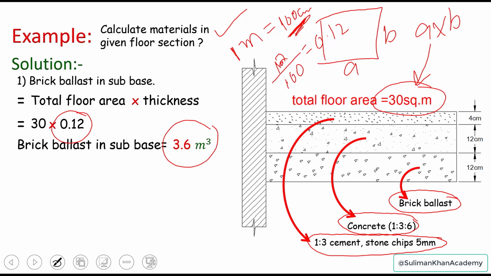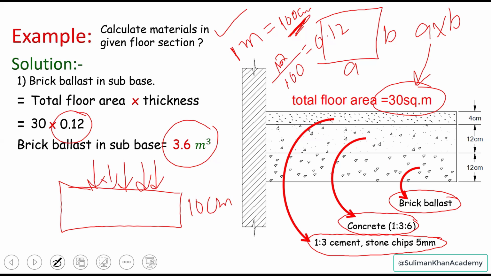Now, you may have a question about the compaction factor. Like maybe if this is the floor and we have 10 centimeter thickness, after compaction the thickness may decrease to 8 centimeters, maybe 5 centimeters. So why am I not taking that? Because we don't compact brick ballast, okay? This is the reason I'm not including the compaction factor. Because if you compact brick ballast, it may become very small and weak.